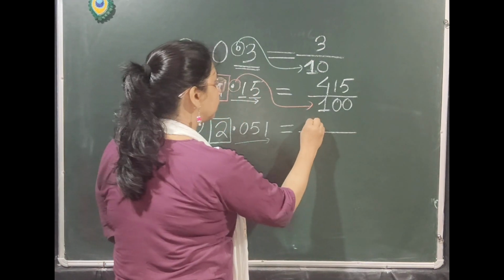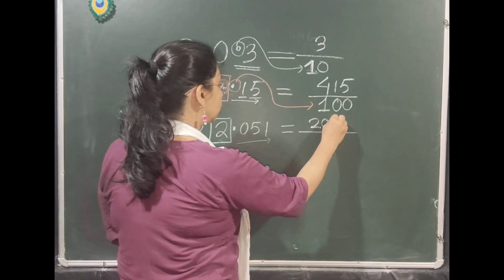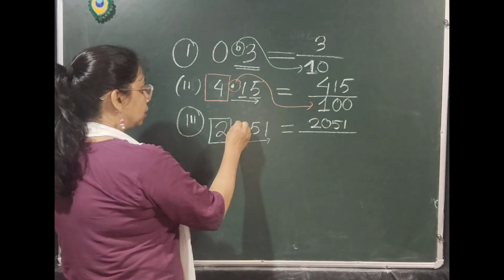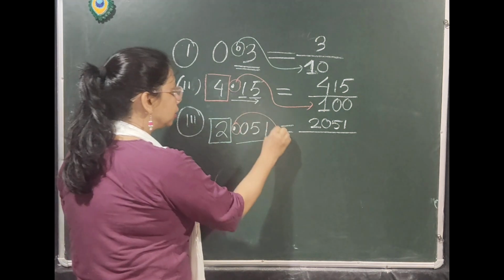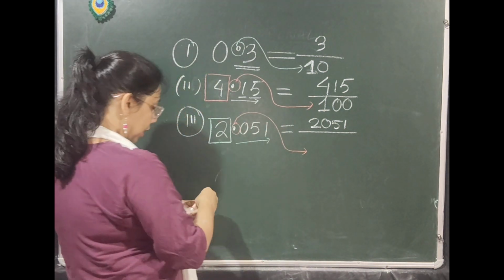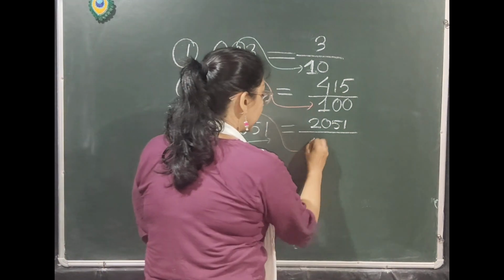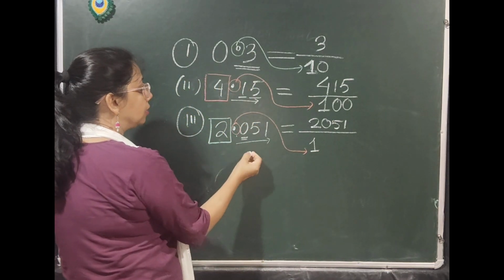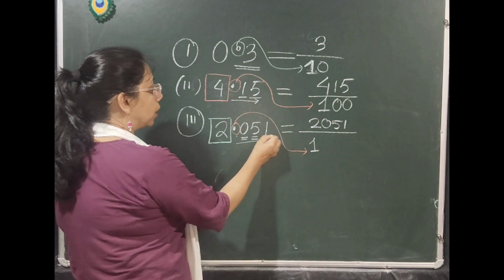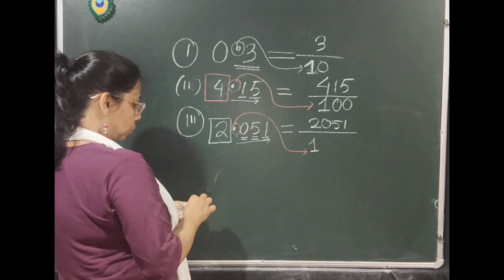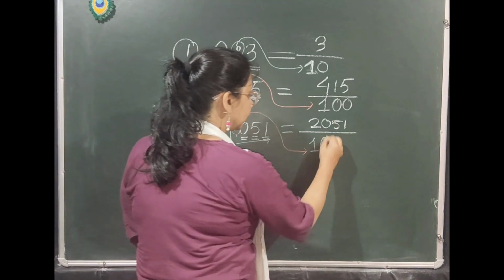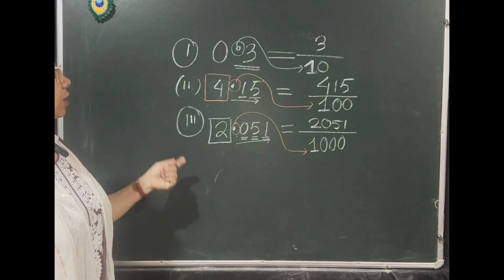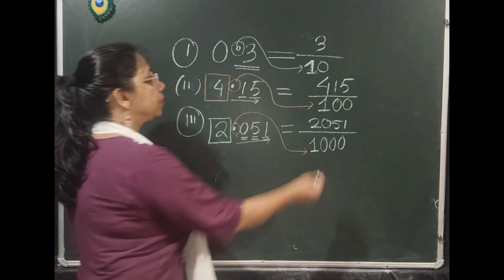The number will become now 2051. Due to this decimal point we have to take 1, and after decimal how many digits are there? 1, 2 and 3. So we have to take 3 zeros. Now you see the board very carefully.